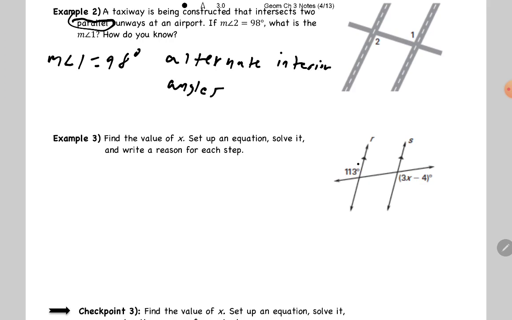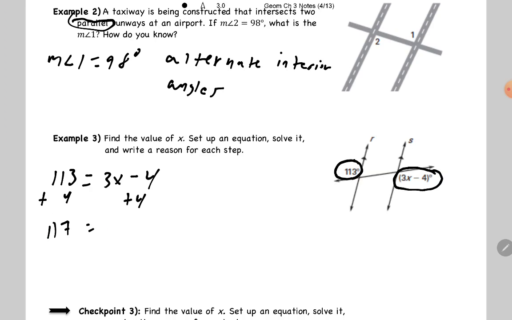Okay, so this angle here is congruent to this angle here, so they have the same measurement. So we can set them equal to each other. Now that we set them equal to each other, we can add 4 to both sides to get 117 equals 3x. Divide by 3, and we'll get 39. Let me make sure. Yeah.